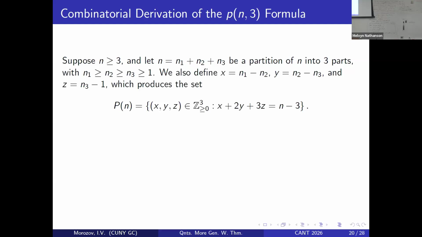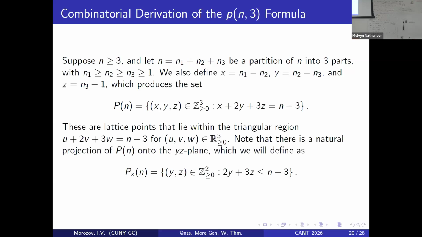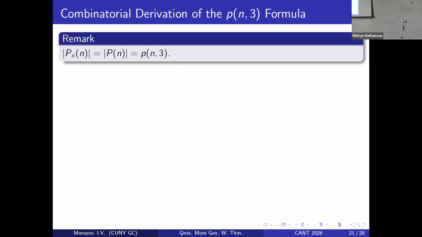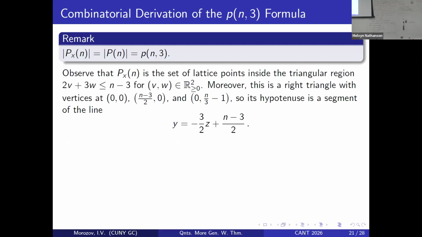So each lattice point corresponds to a partition of n, and they lie in the triangular region in the first octant of the 3D space, and we can project it. We can project these lattice points onto, let's say, the YZ plane, which we'll define as this, and this preserves the bijection. So the number of lattice points in this region is the same as the number of partitions of n into 3 parts.